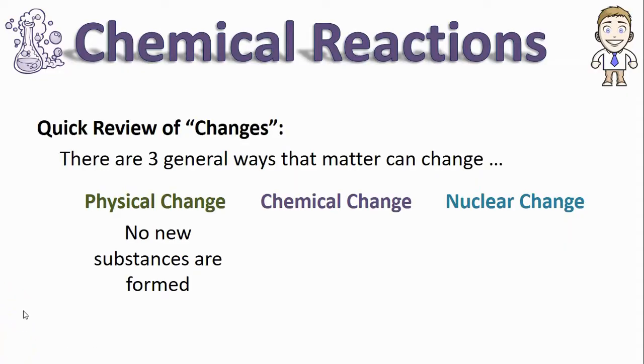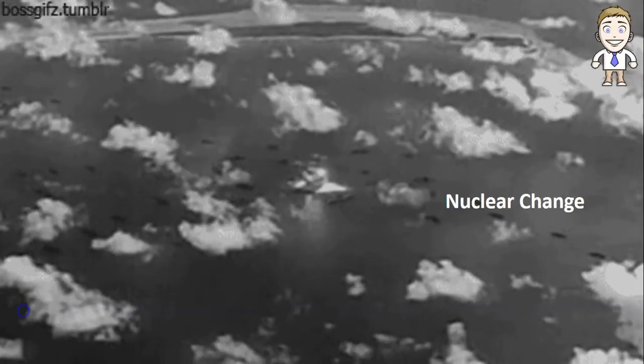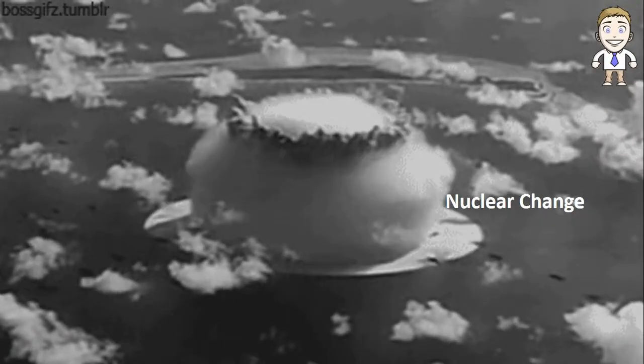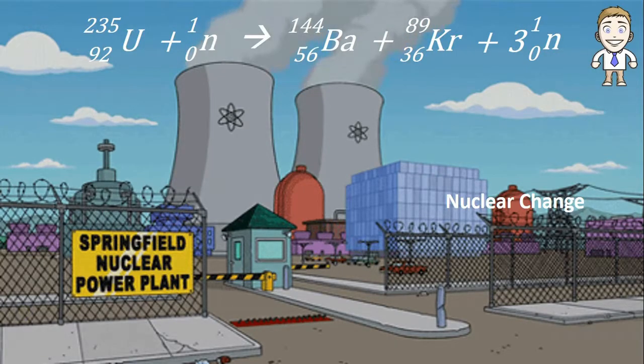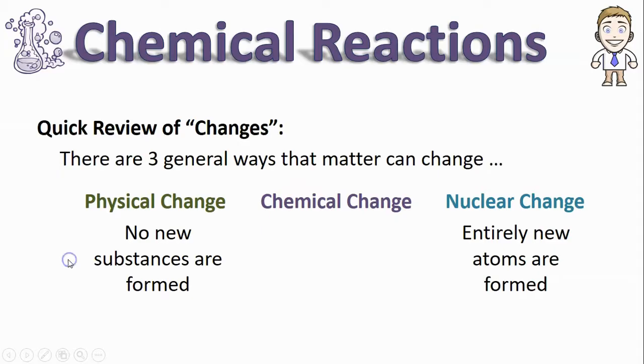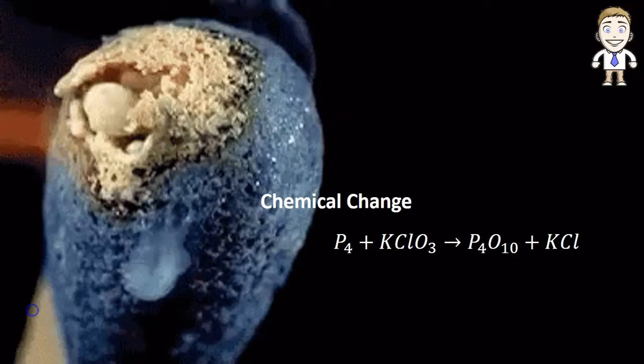Now let's jump over to the other end of the spectrum with some nuclear changes. This is things like maybe atomic explosions, or on a smaller scale, what happens inside of nuclear reactors. In these types of changes, you've got entirely new atoms being formed. A common reaction that takes place in nuclear reactors is uranium-235 that splits into barium and krypton. So then that of course just leaves chemical changes as somewhere in the middle between these two extremes.